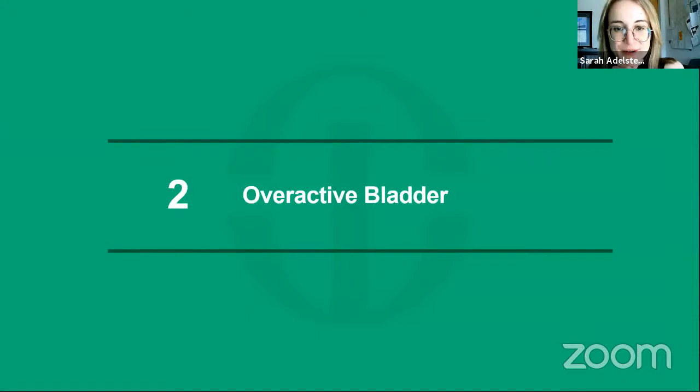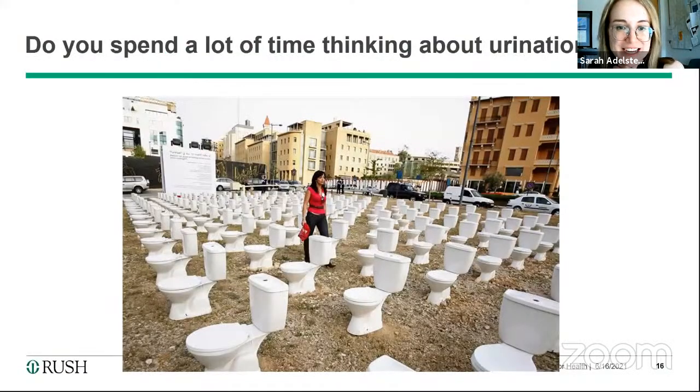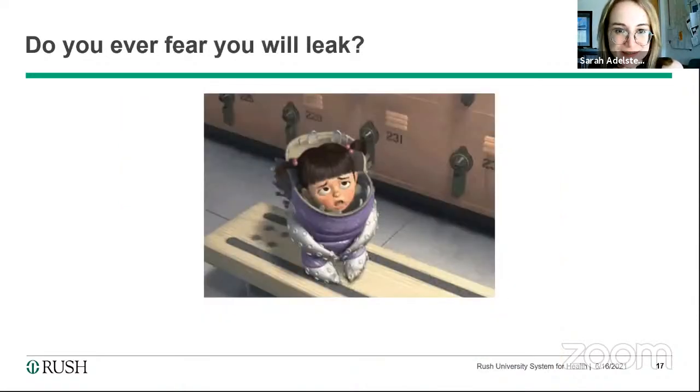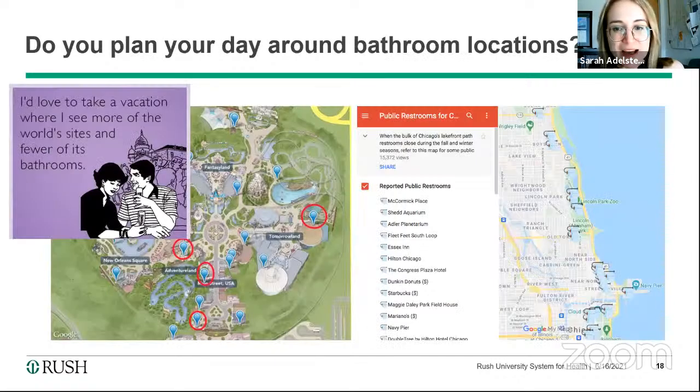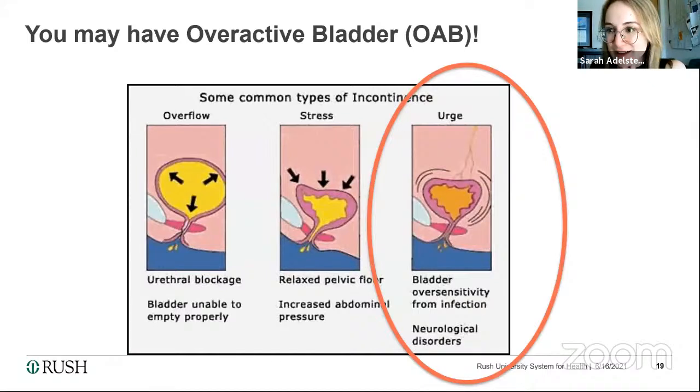All right, so let's talk about overactive bladder. Do you spend a lot of time thinking about urination? Do you ever fear that you will leak? Do you plan your day around bathroom locations? There's this really lovely map of all the public restrooms along the lakefront, which might not all be open this year, but hopefully next year they all will be. You may have overactive bladder. Overactive bladder is that gotta-go urge immediately followed by a leak. And sometimes it has progressed to such a point that there's no warning. The leaks just happen totally out of the blue with no obvious trigger.